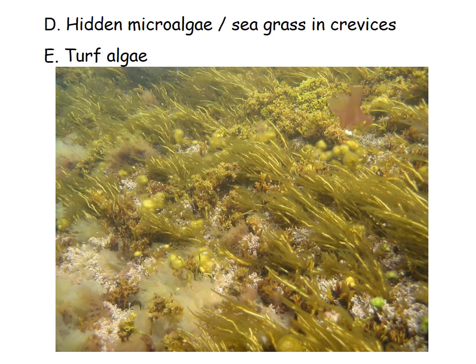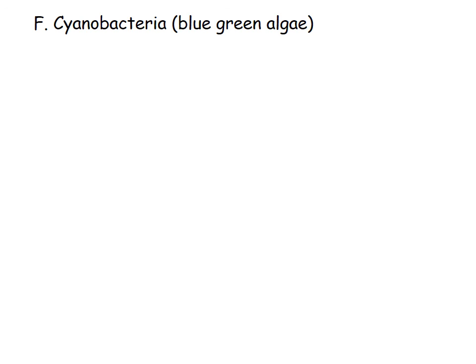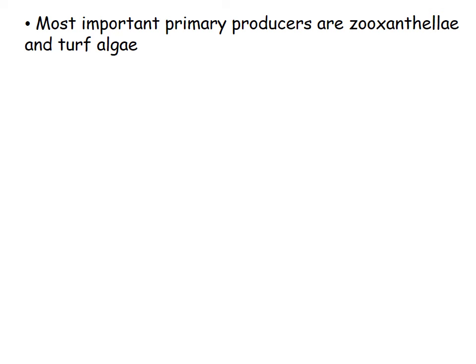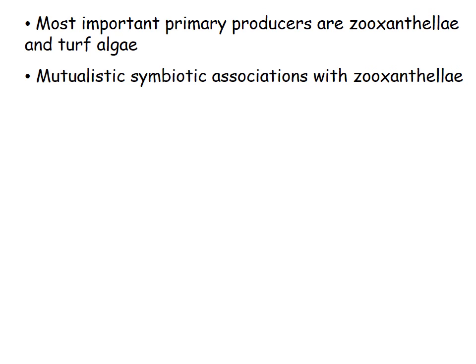Okay? Now we have the hidden microalgae, the sea grasses there in the crevices, and then the turf algae. We talked about these guys before. And then we have the blue-green algae, the cyanobacteria. Beautiful, beautiful organisms. Okay, then you have your coralline algae, microbes. These guys are your reef builders. The most important primary producers are the zooxanthellae and the turf algae.